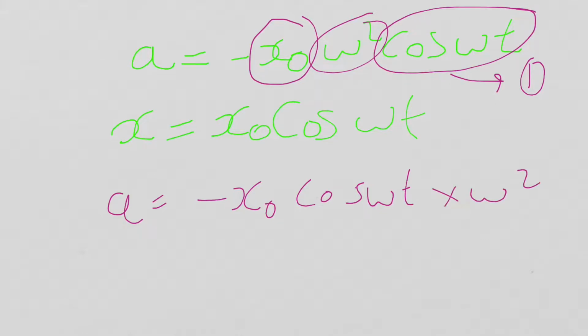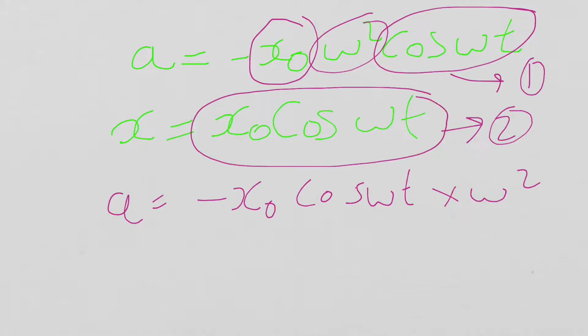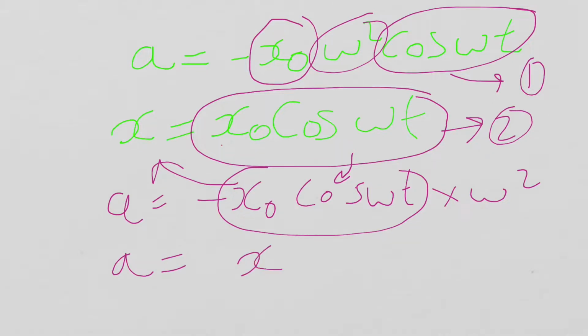Now as you can see in the second equation, x, which means displacement, is given by maximum displacement into cos omega t. So here it is the same, so we can substitute this as x. So we will write acceleration equals minus x into omega square. So this is the important parameter of acceleration which we have derived from this equation.